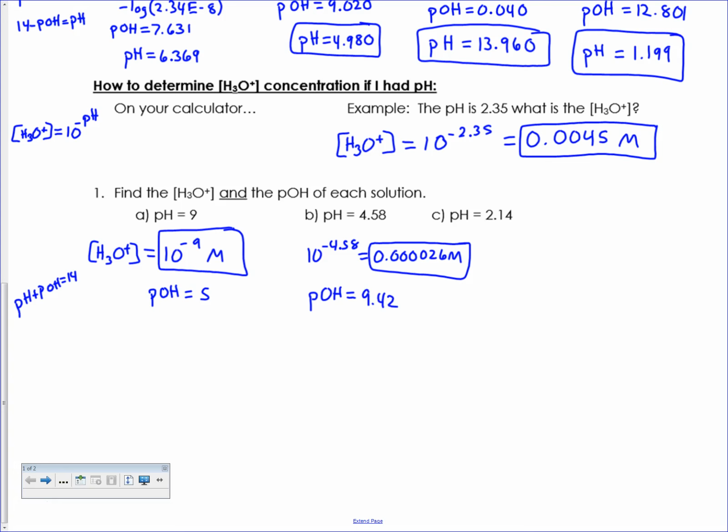All right, for this last one here, we say 10 to the negative 2.14. We get concentration there equal to 0.0072 molar. All right, and then pOH on this last one equals 11.86. Okay, that is that on this first page. You can go ahead and flip it over to the back.